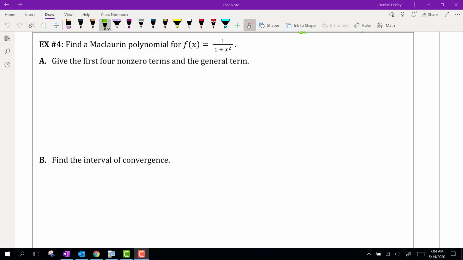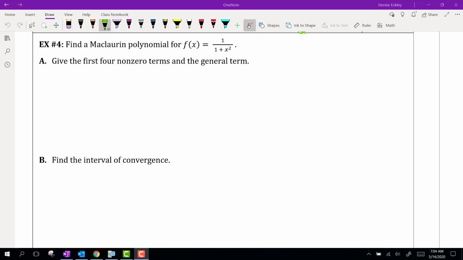This is part 2 of lesson 10.9, using power series to write functions. So we're going to start with example 4, which is find a Maclaurin polynomial for f of x equals 1 over x squared. In part A, we're going to break this down, and first find the first 4 non-zero terms, and then a general term.